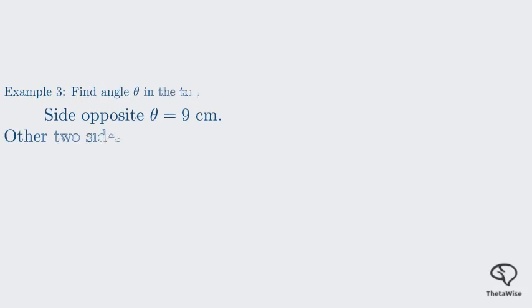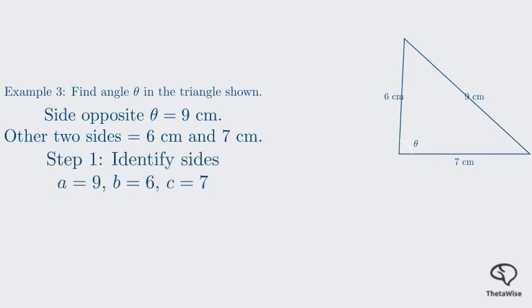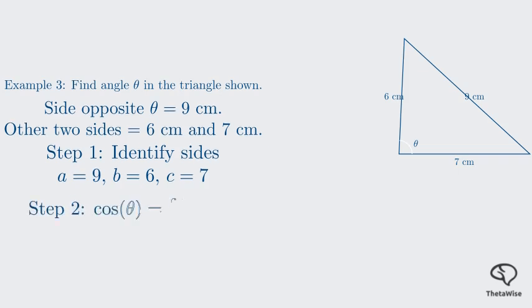Let's look at a typical exam question where you need to find an unknown angle. First, we must identify our sides. Since we want to find angle theta, the side opposite it must be side A. Step 1. Identify the sides. We set A as 9, B as 6, and C as 7. Now, substitute these into the angle form of the cosine rule.